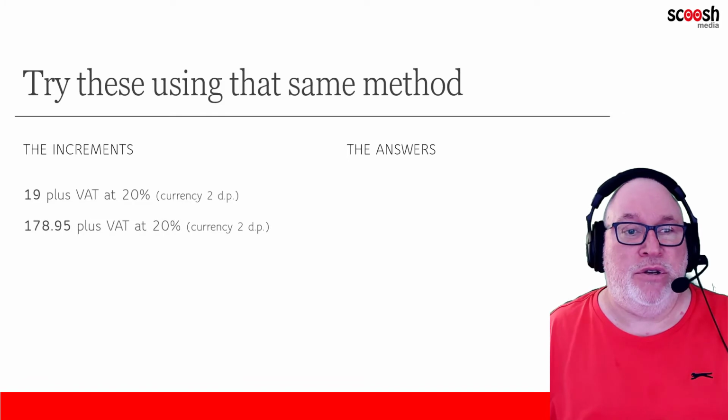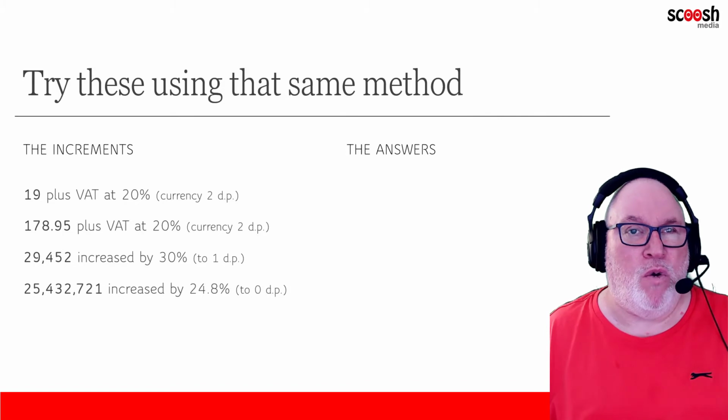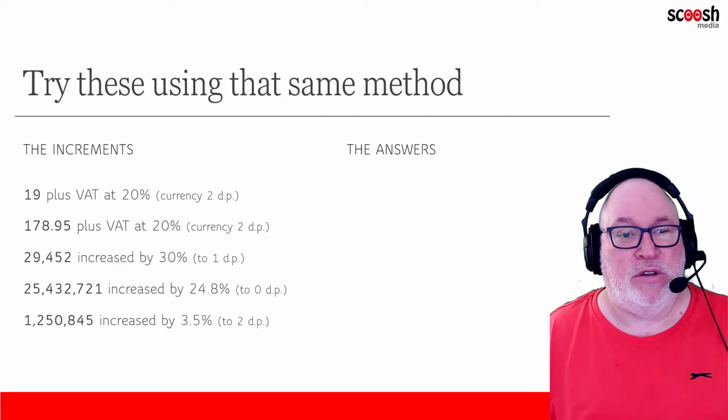Do the same for 178.95. Then I've given you another one there, bigger increase, larger amount to 1 decimal place. So a wee bit of rounding off here as well, a wee bit of practice for you. And a much larger figure for you, and a weird one there as well. Okay, to 2 decimal places.